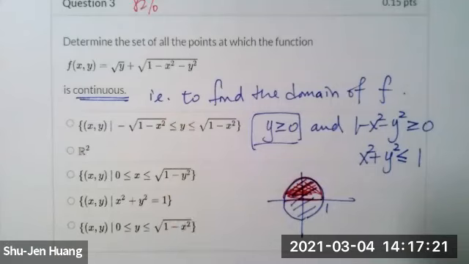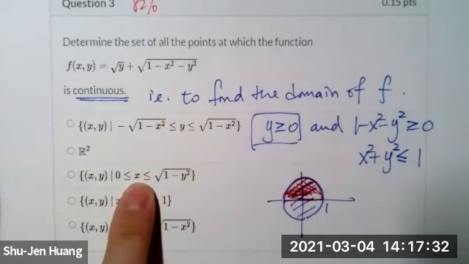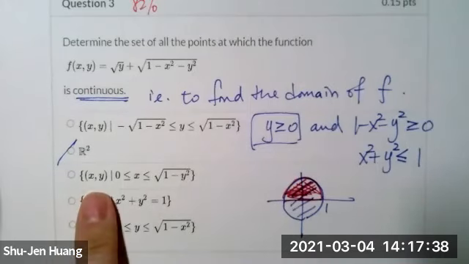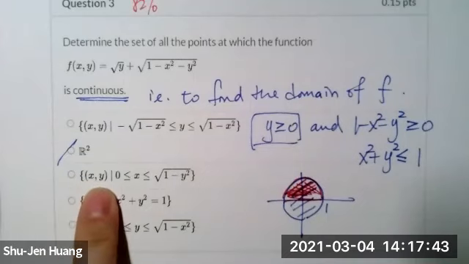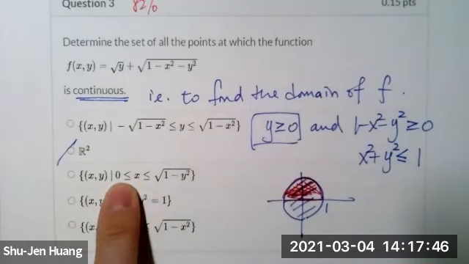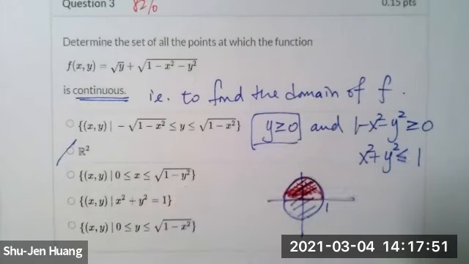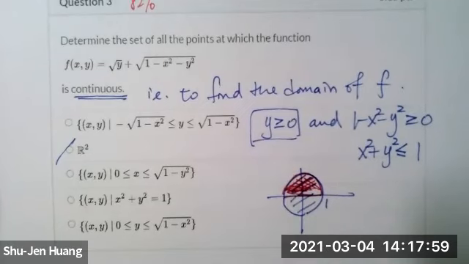Which of the following represents the top half of the unit disk? If you look at the first one, from the minus square root to the positive square root, that's the entire disk. The second one has a restriction on x and y. How about the third one? x is positive and less than or equal to the square root of 1 minus y squared. That represents the right side of the disk, where x is greater than or equal to 0. So that one is not correct.